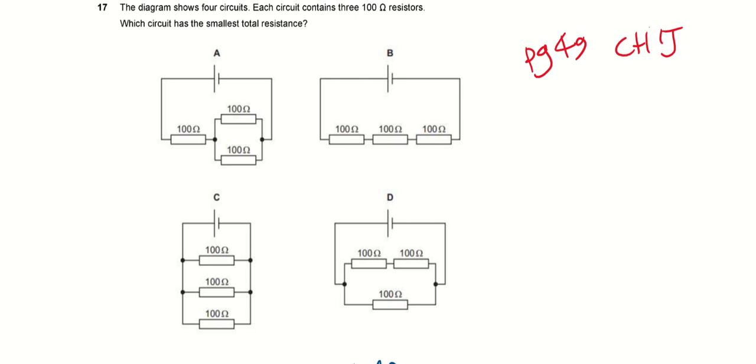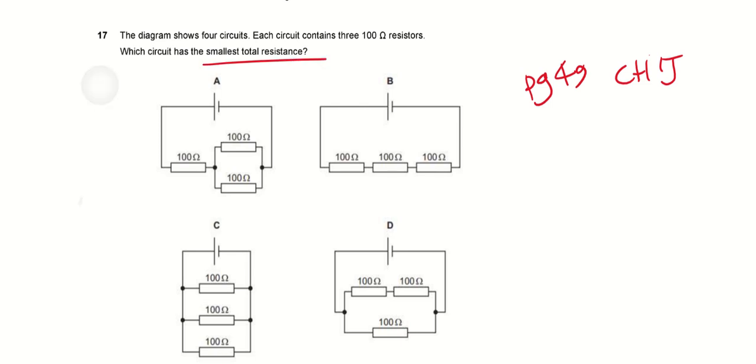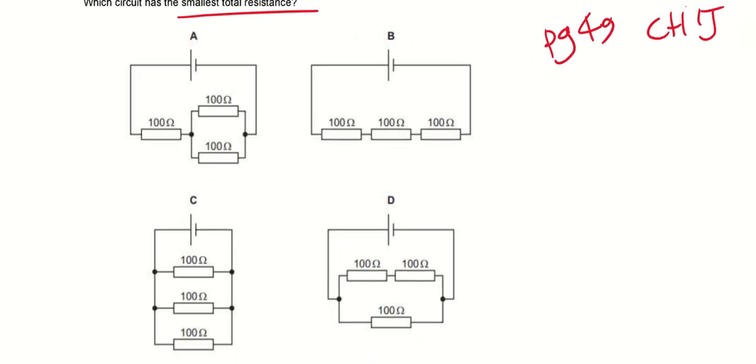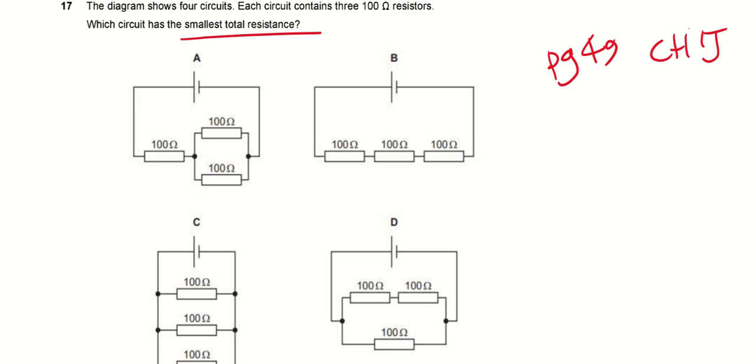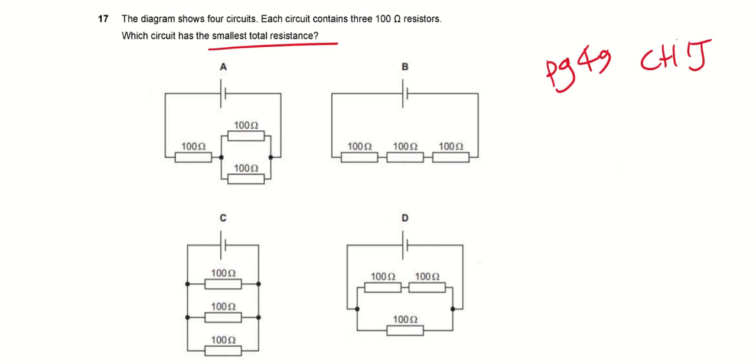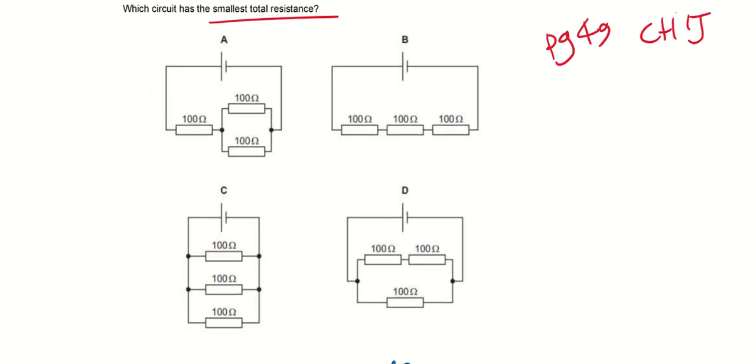They are asking for the smallest total resistance, and they give us values of 100 ohms. Sometimes they may not give you values, then you can just put in any numbers. As long as you follow the question, you can set them to be 20 ohm, meaning every resistor has to be 20 ohm. So in this case, they're asking which circuit has the smallest total resistance. Okay, answer should be C.